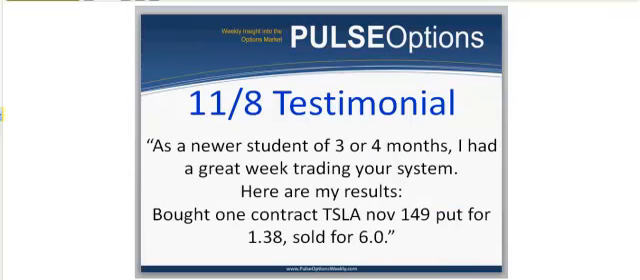This is a testimonial email from another student. I received this testimonial on Friday, right? It said, quote, as a newer student of 3 or 4 months, I had a great week trading your system. Here are my results. Now, he actually sent results on a number of stocks, but we're only talking about Tesla. He says he bought 1 Tesla November 149 put for $1.38, and he sold it for $6. So $138 became $600 in 1 day. Again, both of these are the same setup. They're slightly different option strike price choices, and both of them worked. I think you'd all agree that they work.